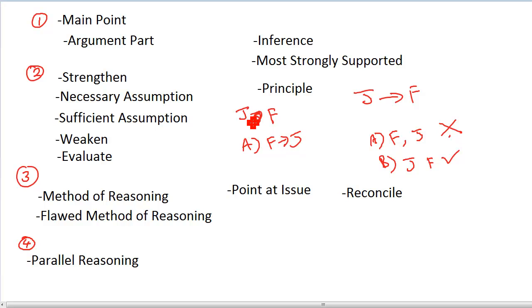Does this illustrate all Force users are Jedi? No, because we concluded he's a Force user. B would be correct, and B would say all Jedi use the Force. You see, so that's how this principal question works. It really is an inference question type.